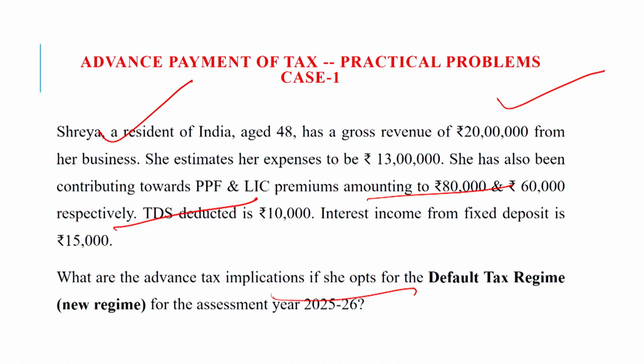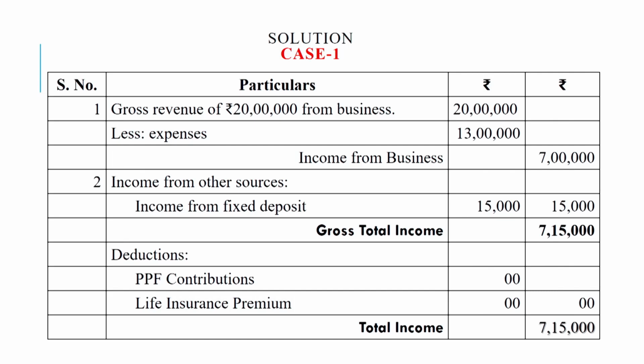Hello students, with this question I am going to discuss the solution. Gross revenue is rupees 20 lakh. Out of 20 lakh, 13 lakh rupees is deducted because it is an admissible expense under section 36 and 37 of the Income Tax Act 1961 under the PGBP. PGBP means profit gains from business and profession. So after the deduction, the resulting figure, 7 lakh rupees, is the income from business.